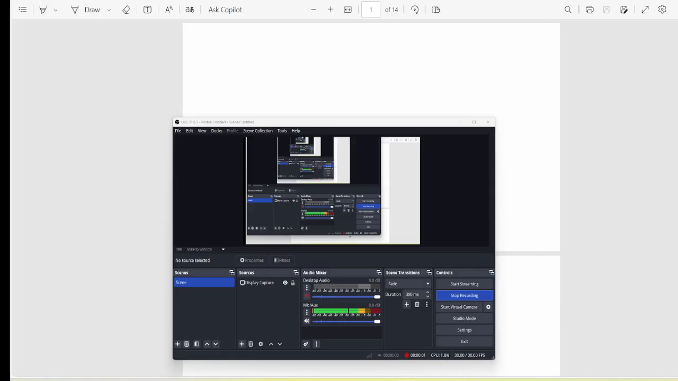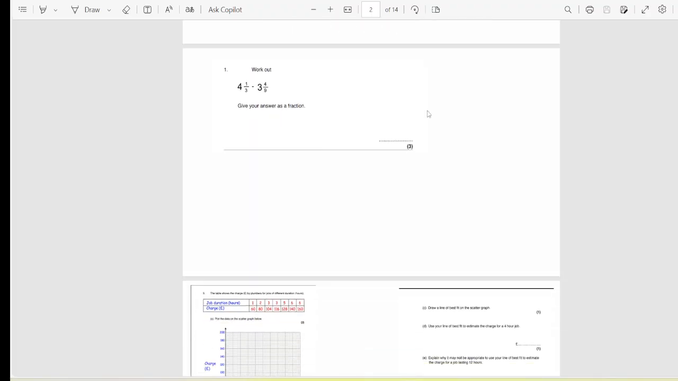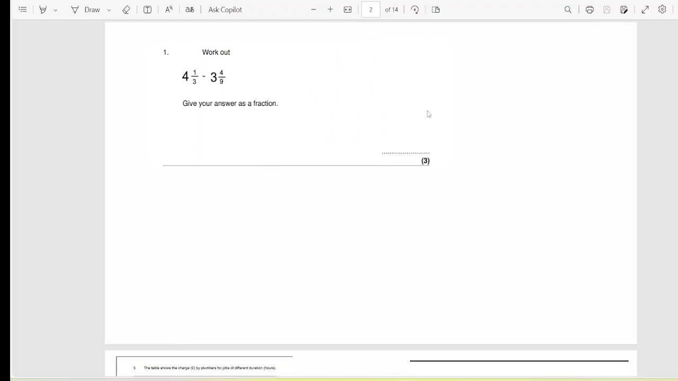Hello everyone. So today we'll be solving some important questions and revising through with the help of these questions for the GCSE Math exam. So let's work out.